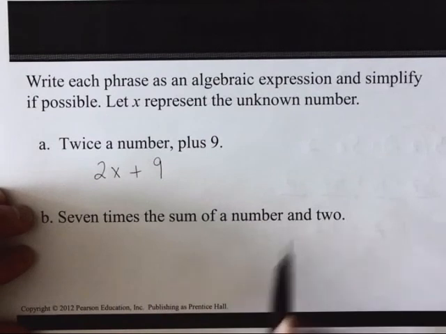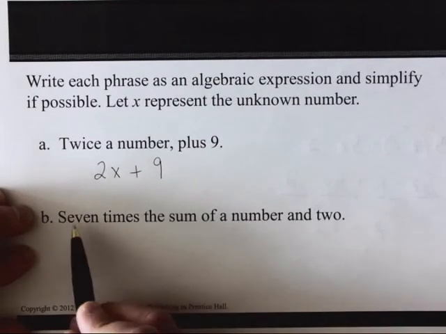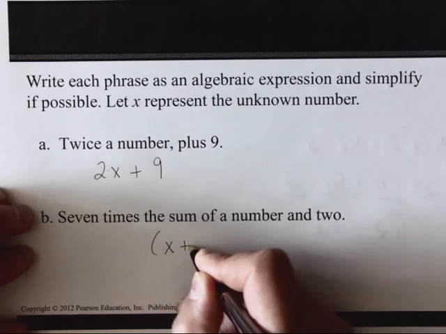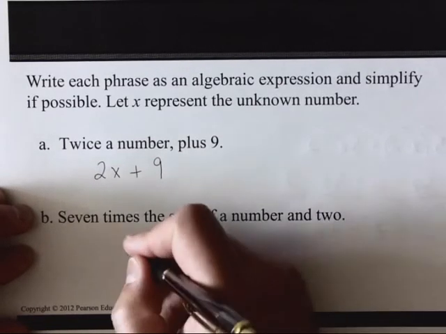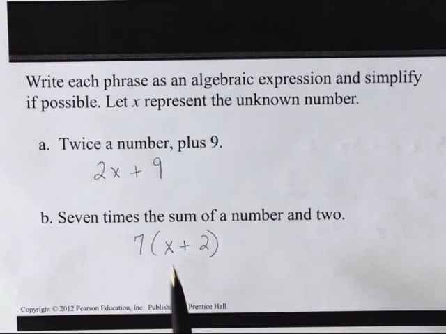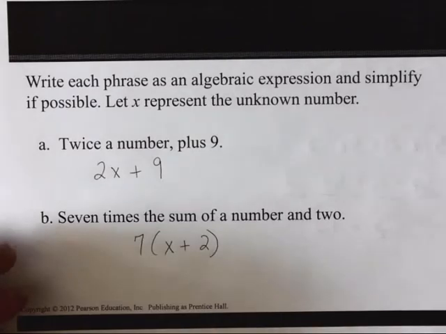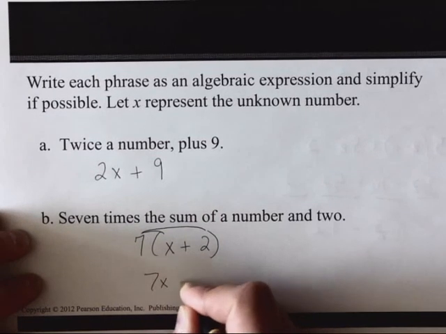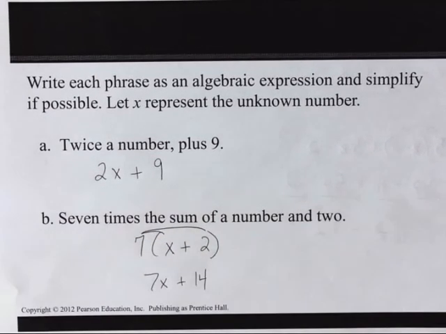7 times the sum of a number and 2. So keep in mind that I want to take the sum of a number and 2 first, then multiply that by 7. So I need to use parentheses here. Be careful when you see questions like that. If you're multiplying the sum or the difference of two things, you want to put that in parentheses. This can be simplified because I can then do the distributive property and get 7x plus 14.